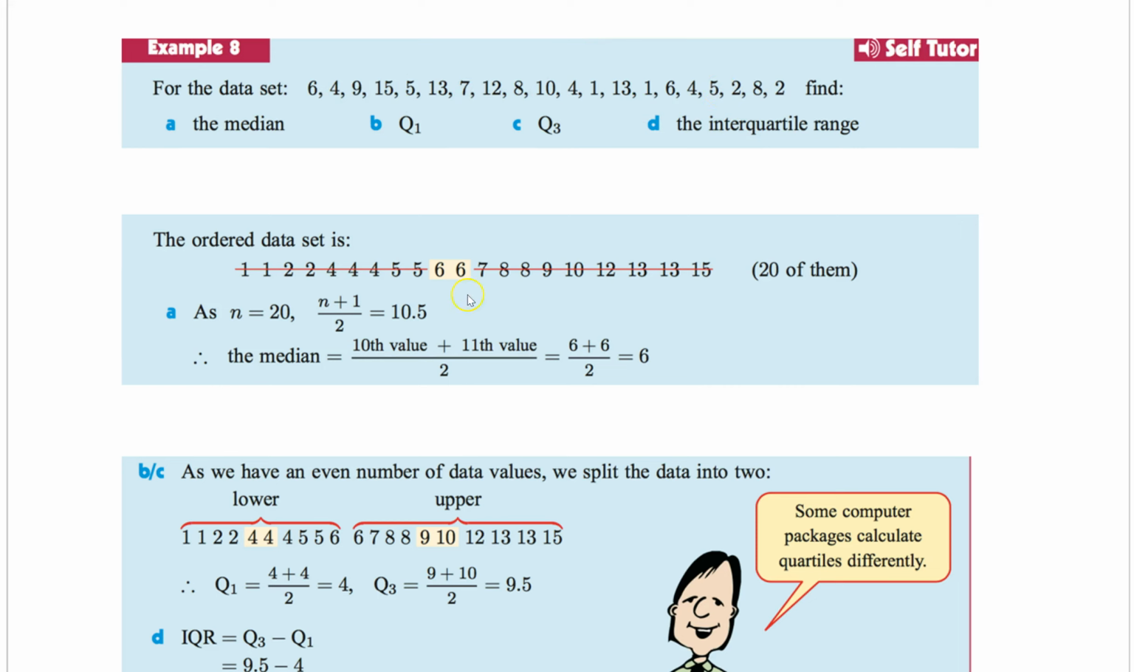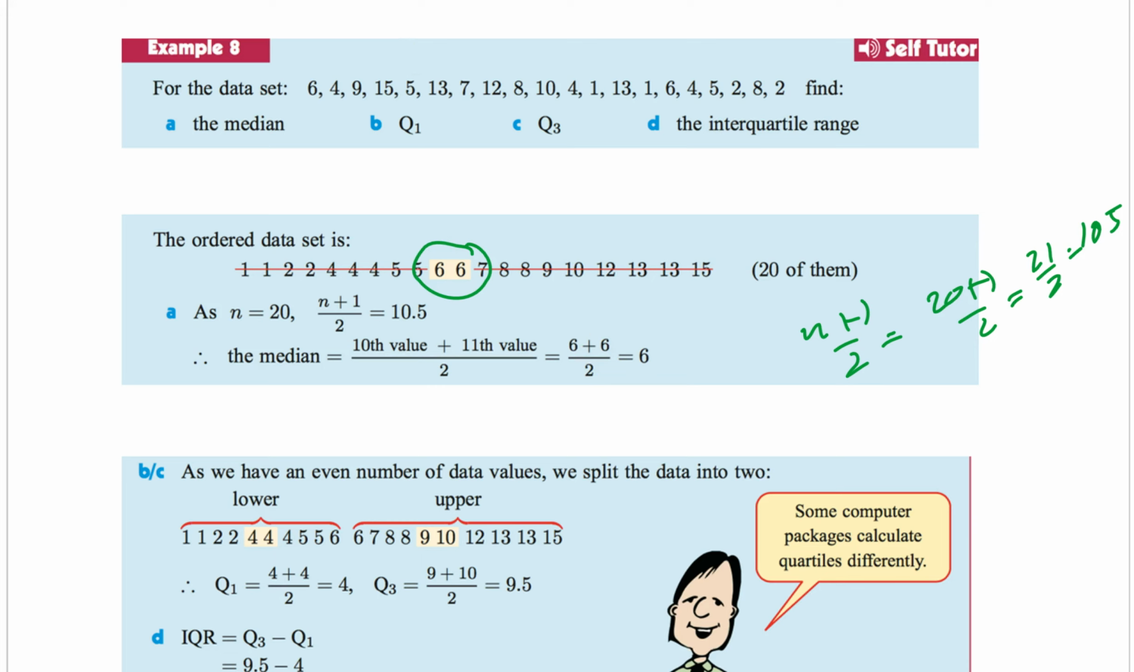They reordered it. Now remember, when there's 20 of them, using that formula we have, n plus 1 over 2, we get 20 plus 1 over 2, so 21 over 2, or 10.5. So it falls between the 10th and the 11th number. So that's what it is right there. And all you do is add them up and divide by 2. So 6 plus 6 divided by 2, 6.